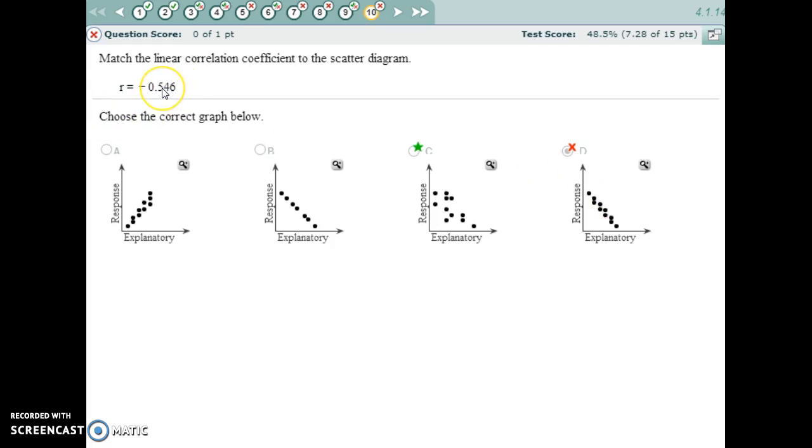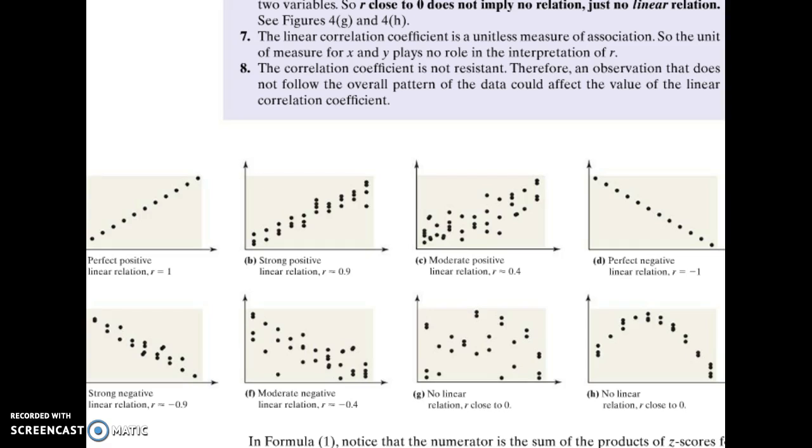And this is not very close to 0 or to 1. If it's really, really close to 1, that means it's perfect. A perfect correlation, so it'd be a perfect straight line. And if it's really, really, really close to 0, there's not really a good line you can draw at all. So something like this would be close to 0. So if it's in between there, the closer it is to 1, the closer it's going to be to straight. The closer it is to 0, the more scattered it starts looking.